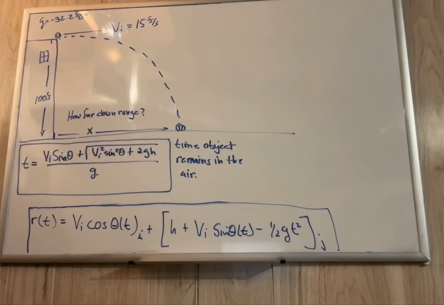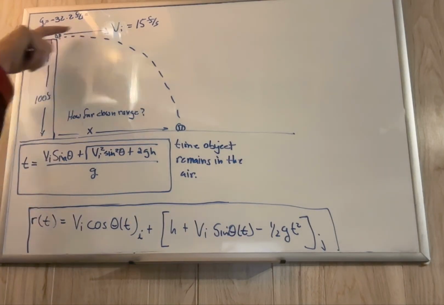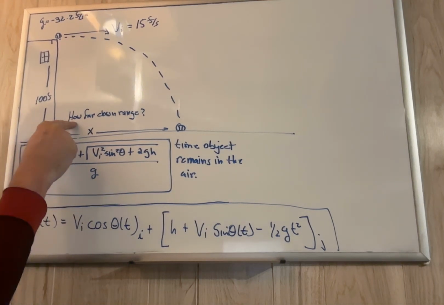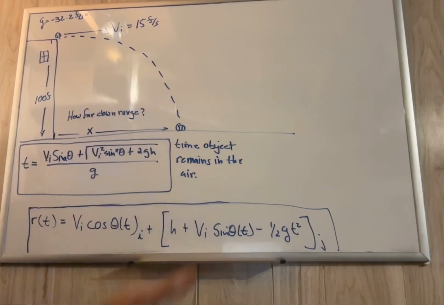So our gravity is 32.2. Our initial velocity is 15 feet per second in the x direction. So the question we're going to ask is how far down range does the ball go? How far away from the building will the ball land?